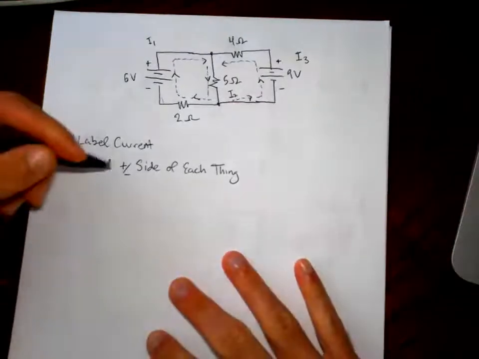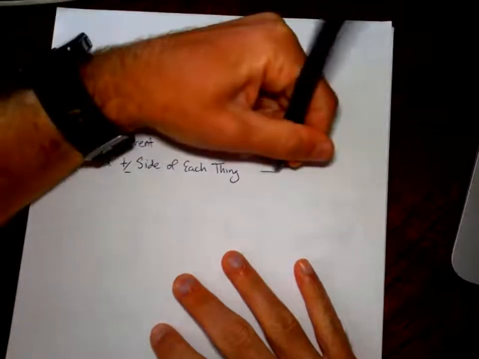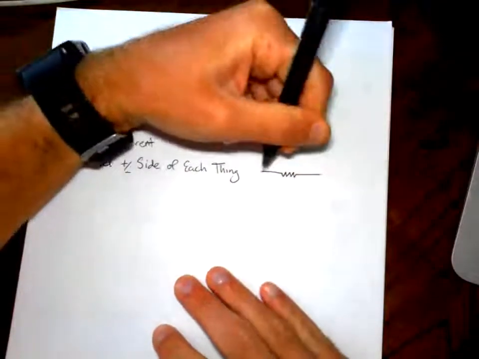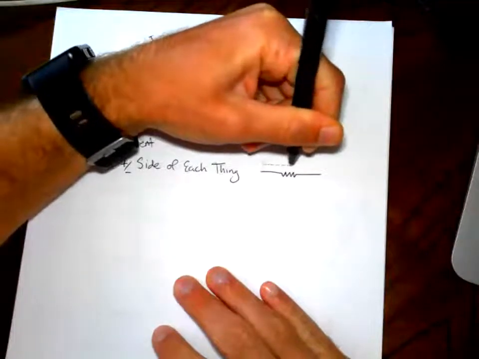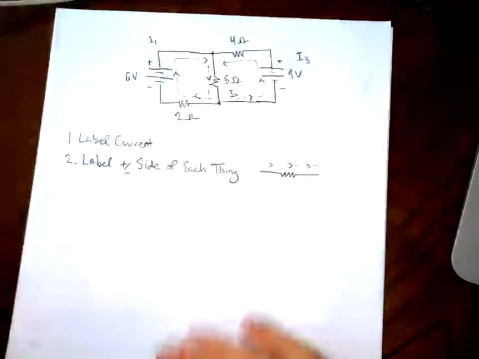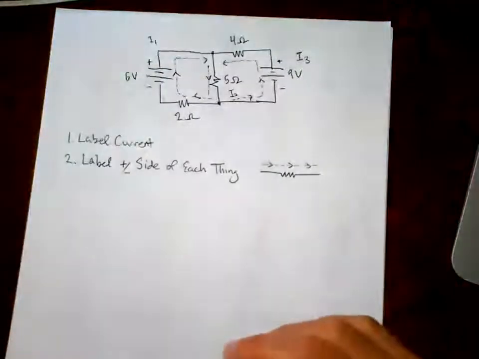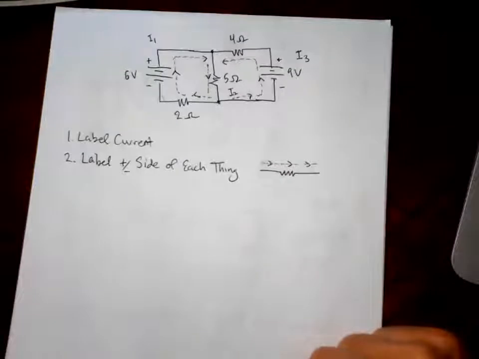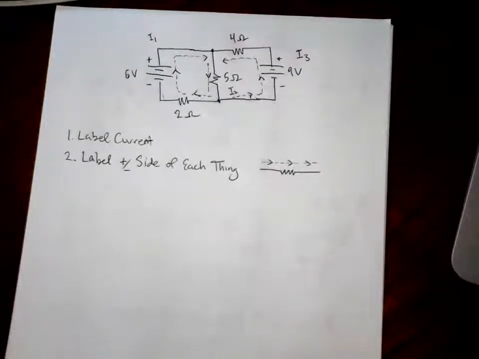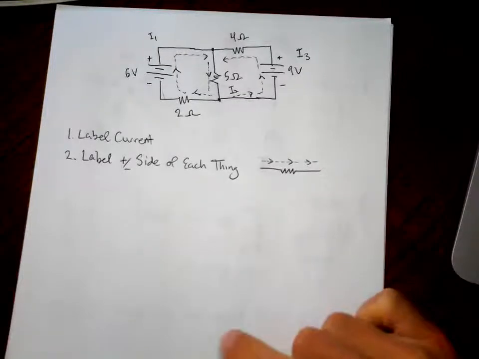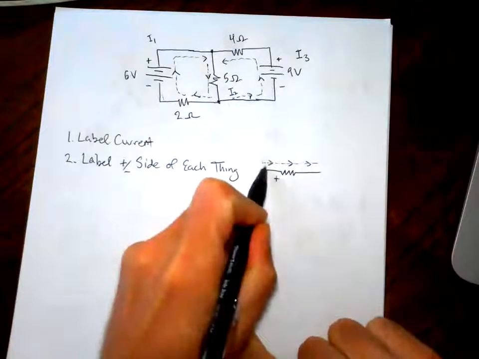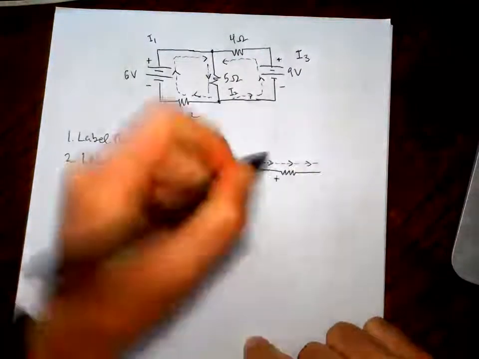Labeling the resistors is a little bit trickier. So let's suppose I have a resistor, and let's suppose that I guessed that the current is going through it from left to right. The upstream side of the resistor is going to be the positive side of the resistor. So this is the positive side. See how that's the upstream side, and it goes to the downstream side. So positive and negative.